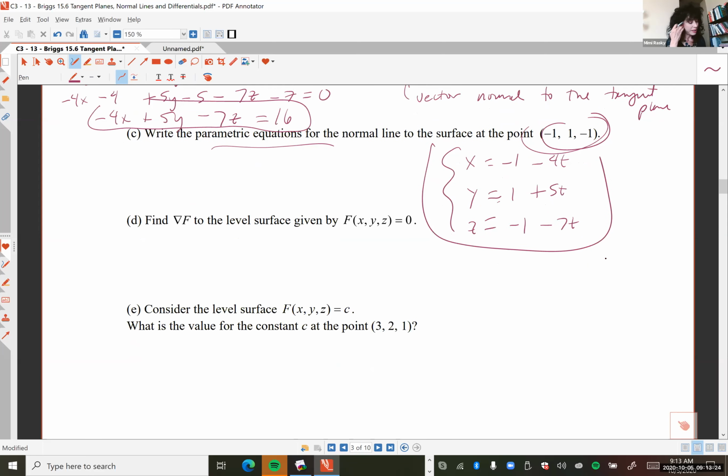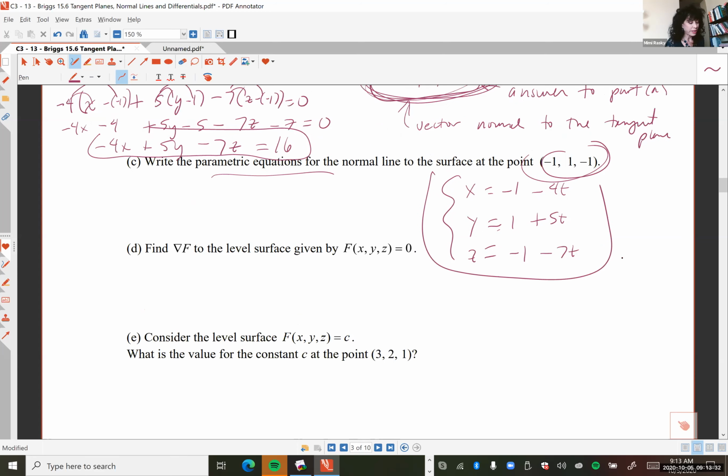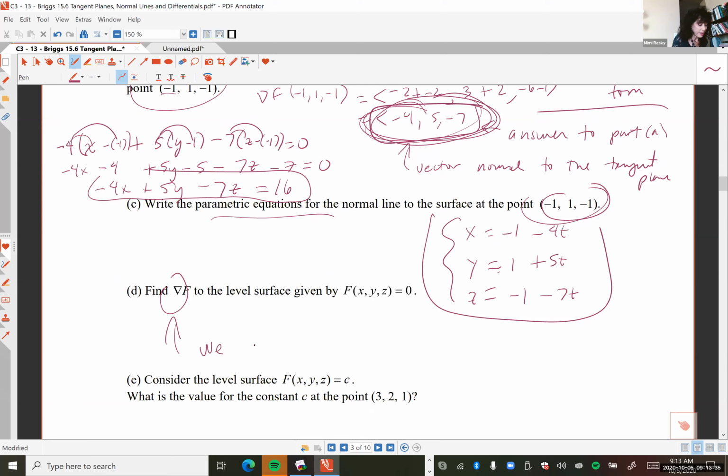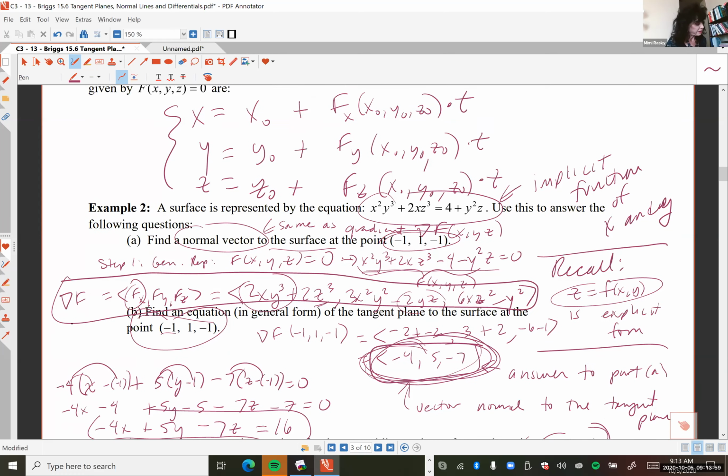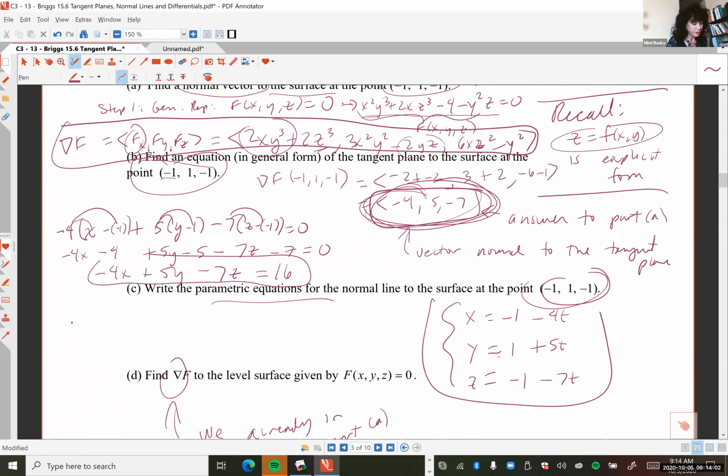Okay, letters D and E. What do you think would be the answer to letter D? They want us to find del F to the surface given by F(x,y,z). We already did this in part A. And this is the more general del F, at any point. So at any point, you're just going to have the del F, which I don't feel like drawing up again, but it would be this gradient right here. That gives you the del F to our level surface. So you're done.